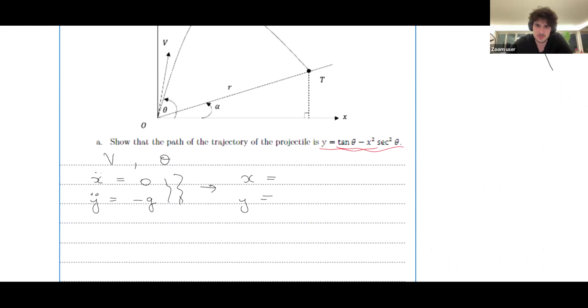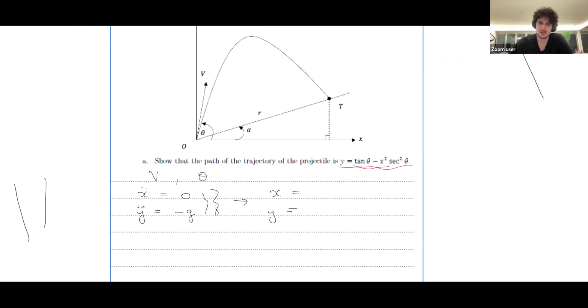Wait, what's the initial velocity? Is it V? Yeah, V cos theta. Remember you said it was UT, so it should be V cos theta T. Yes, VT cos theta. Okay, and what about Y?